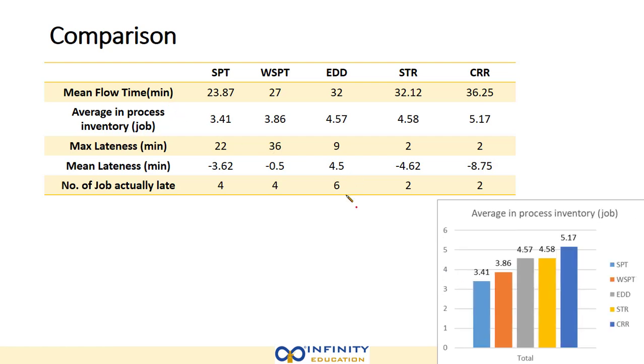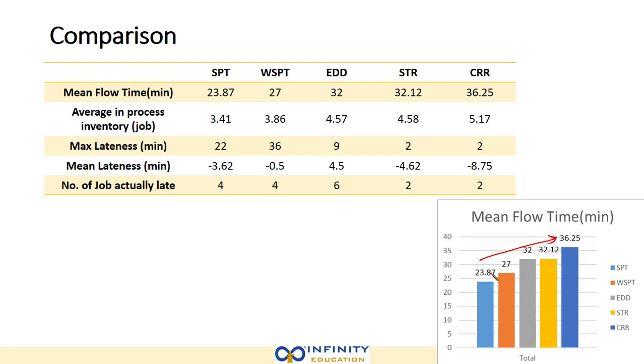And another parameter is average in-process inventory. The same trend is shown over here. As we move from SPT to CRR, the average in-process inventory is increased. SPT has the minimum average in-process inventory and minimum mean flow time.